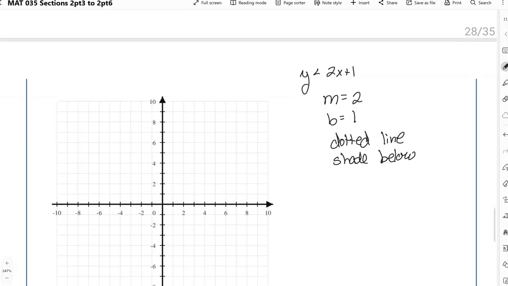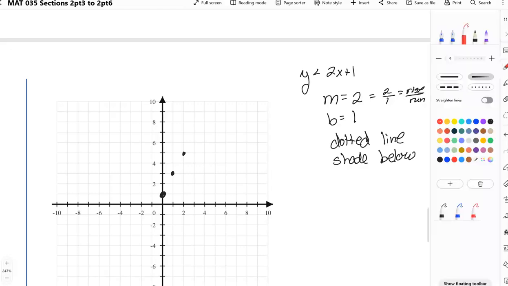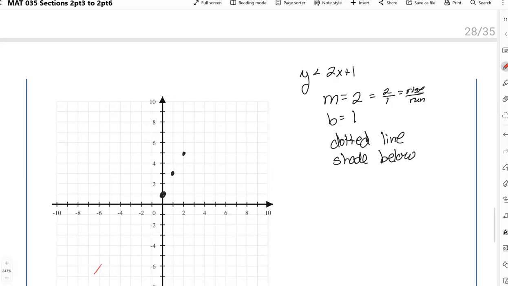So our y-intercept is 1. So there's my y-intercept. And then my slope is 2, which is really 2 over 1. So that's my rise over my run. So I'm going to rise 2 and run to the right 1. So there's my point. And if I wanted to keep making points, I could just do the same thing. Rise 2, run 1. So when I graph this, I'm going to graph using a dotted line. So here's my line that goes through there.